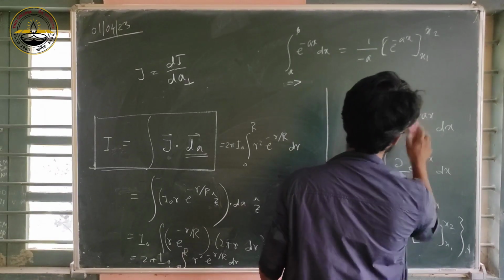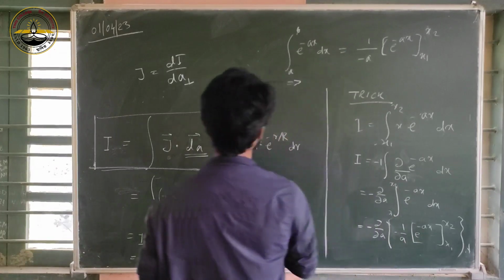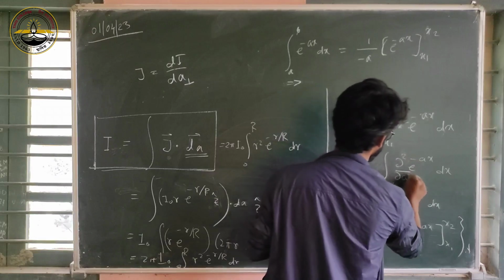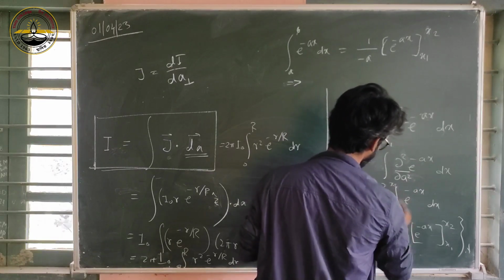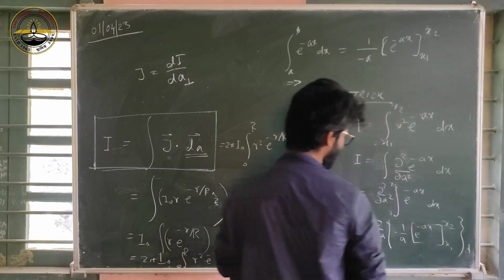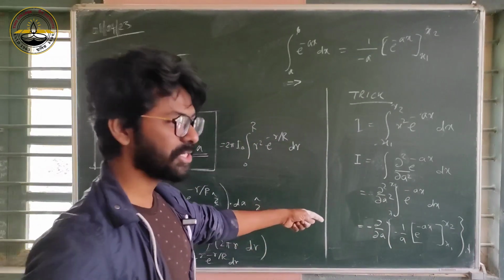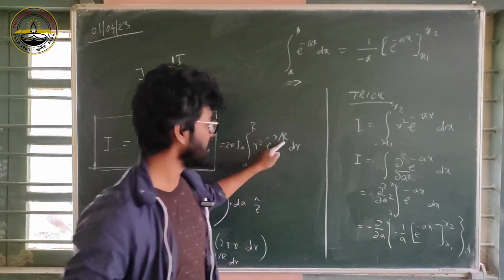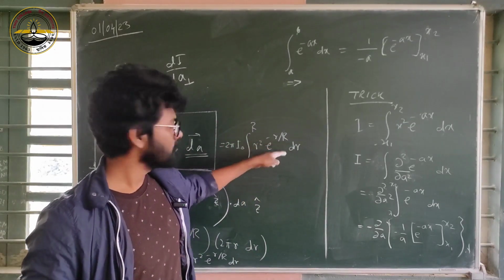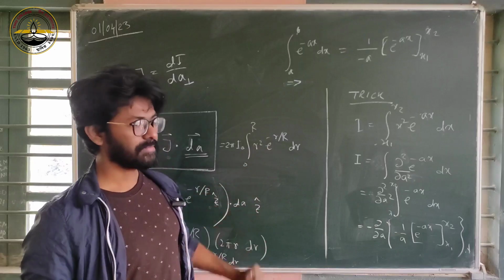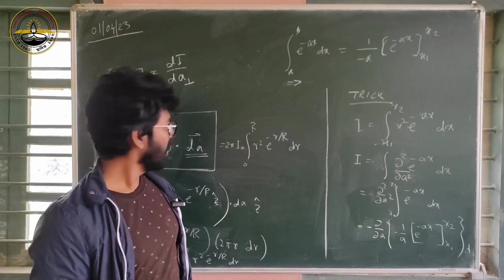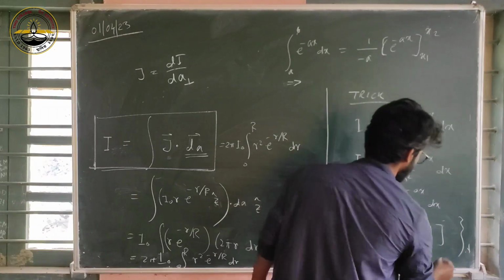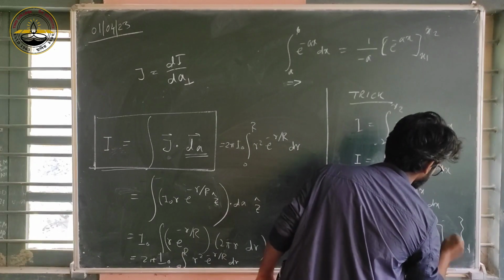So here, in our problem, we have just x square, and then the same integration. Do this integration, and in the end, put a equal to 1 over r. Your a here is 1 over r. Then you have the answer. And what are the limits here? 0 to r.